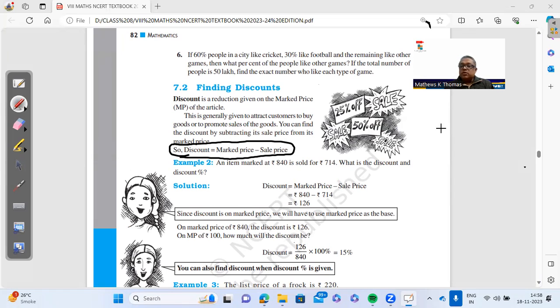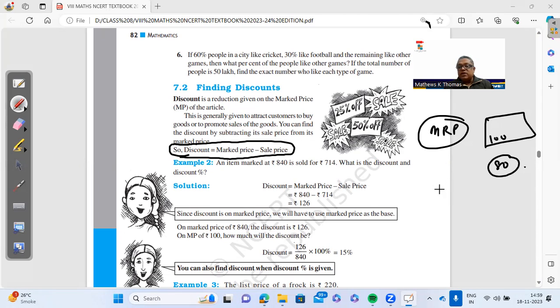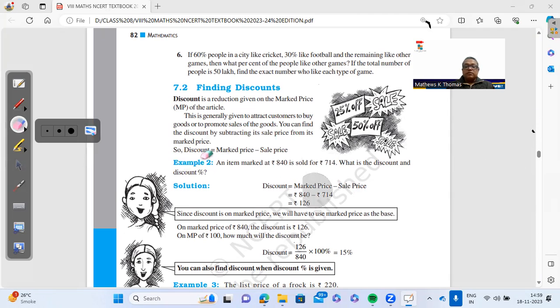So you know that when we go to a shop, there is something called a mark price or MRP. So you are going to buy a notebook. The cost of that is 100 and the shopkeeper decides to sell it at 80. So you are getting a discount of 20 because discount is mark price minus sale price. So this is the first thing that we have to know.